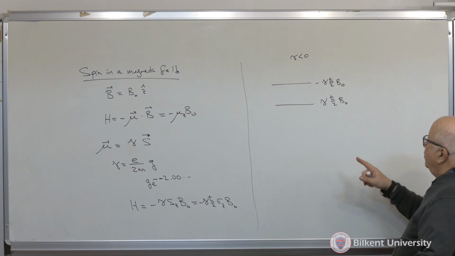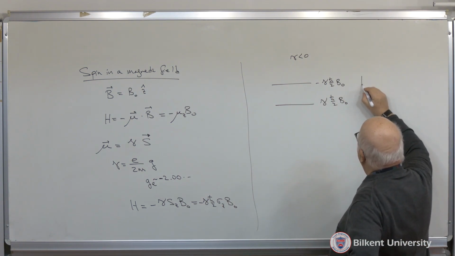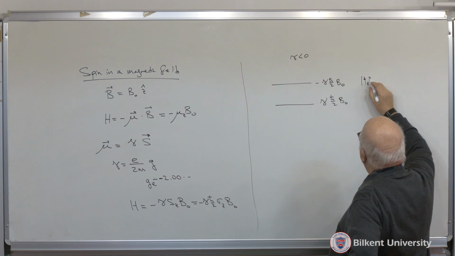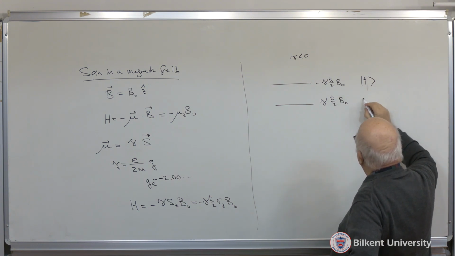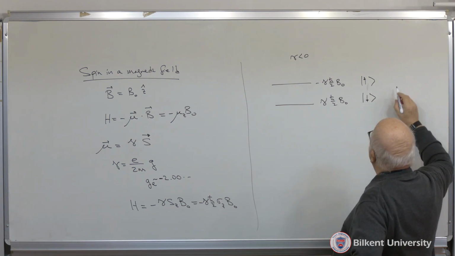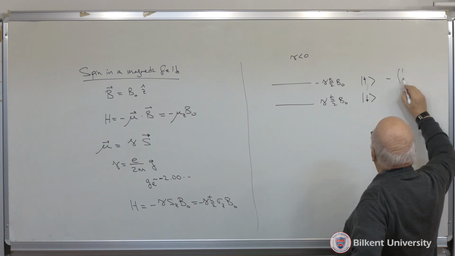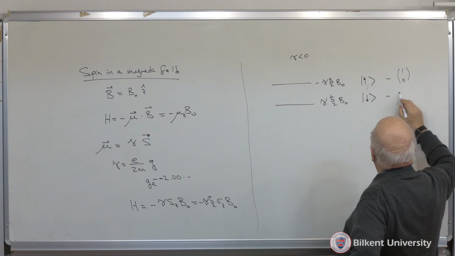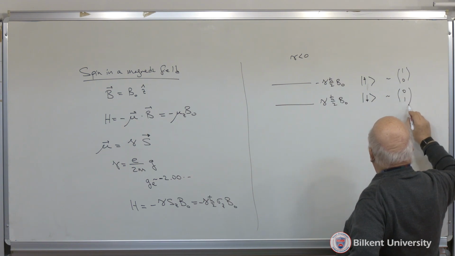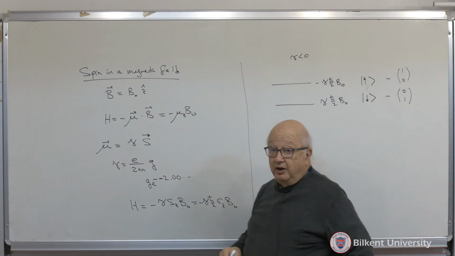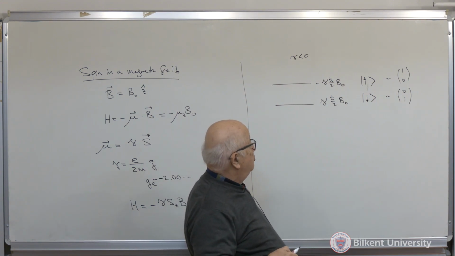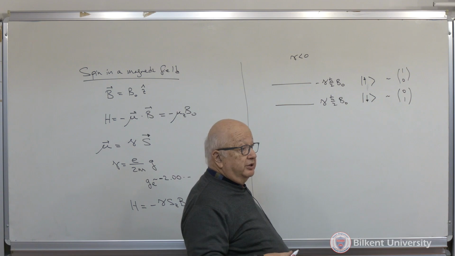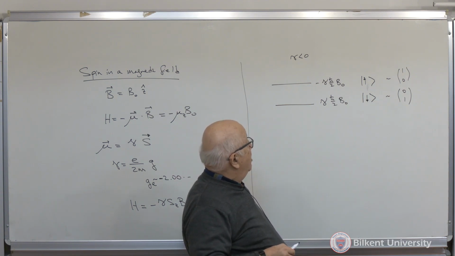Okay, so this corresponds to the up z state, or just up, or if you don't write anything, the default is the z direction, and this is the down z, and remember this is associated with the vector (1, 0), and that's associated with (0, 1). Okay, so that's basically where we were last time. We generated all of this.